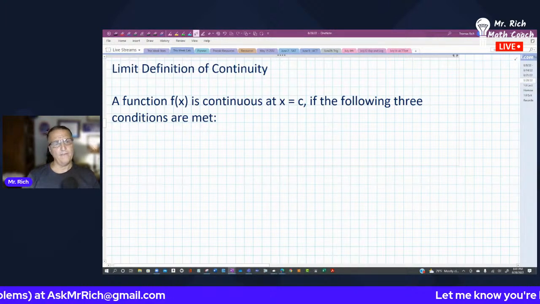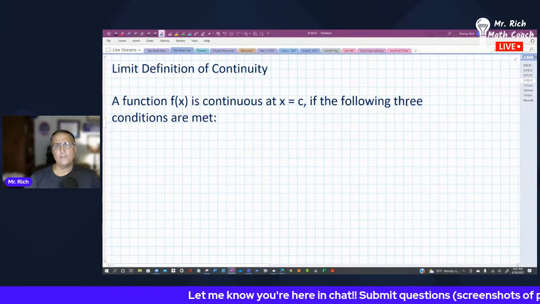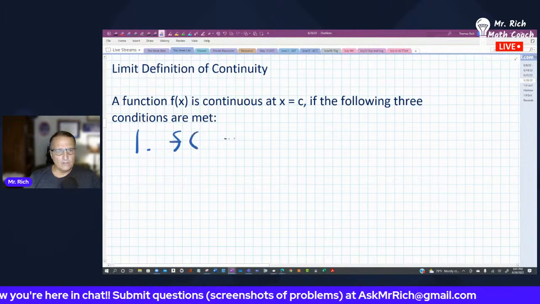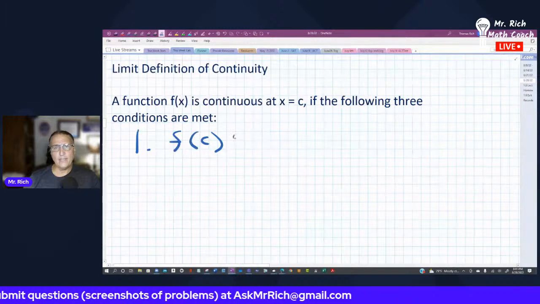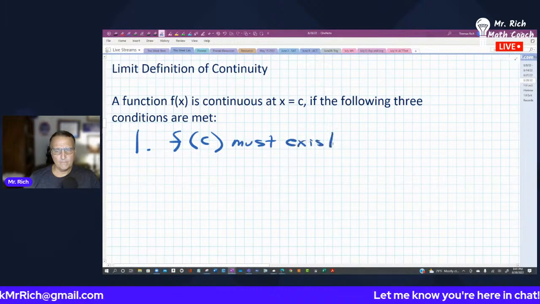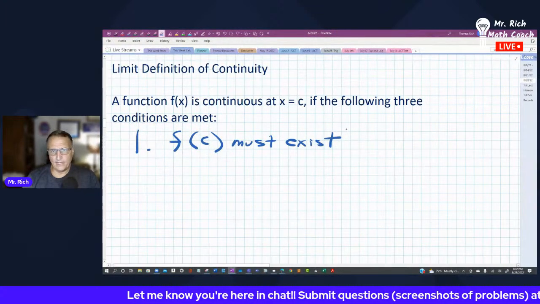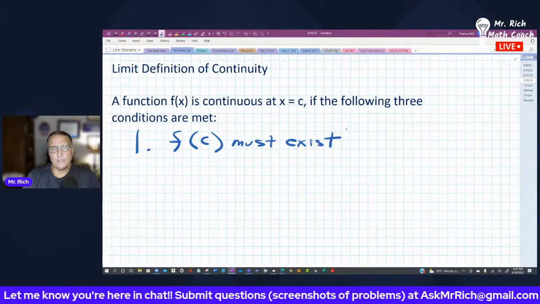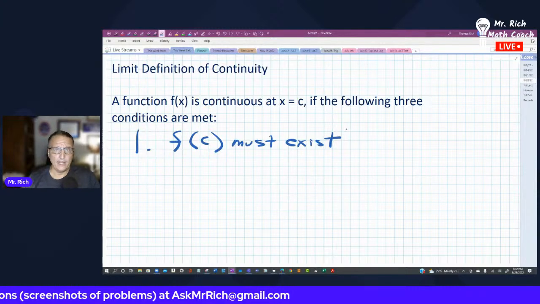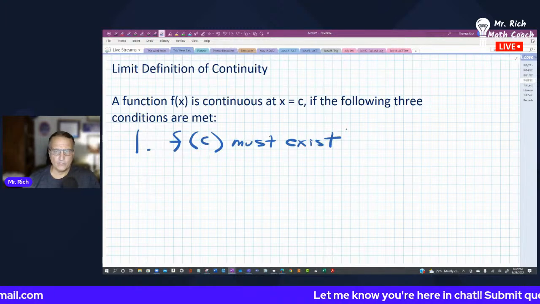A function f of x will be continuous at x equals c if the following 3 conditions are met. The very first condition is that the function evaluated exactly at c must exist. So that's one thing for sure. If the function does not exist at that x value under consideration, then how could it really be continuous there? We saw several examples where the function doesn't even exist at the x value. So game over, it's not continuous if the function doesn't exist there.